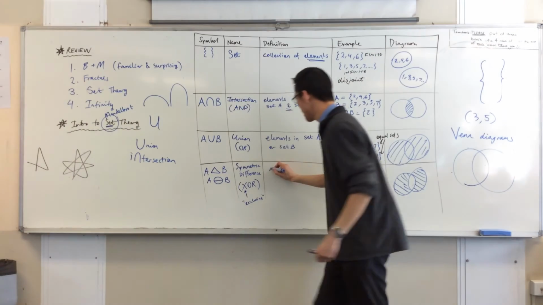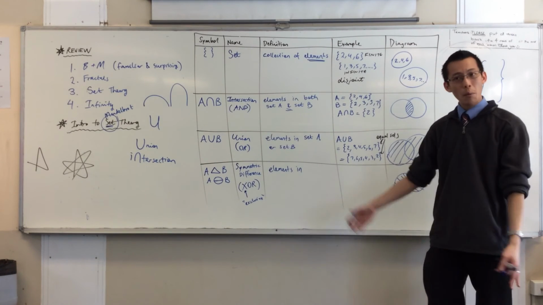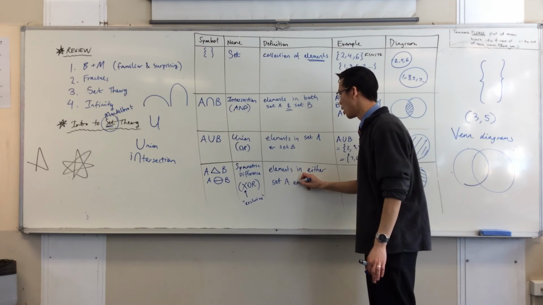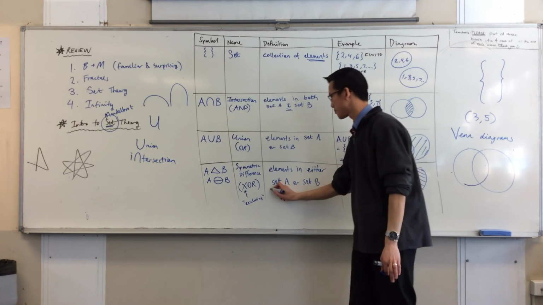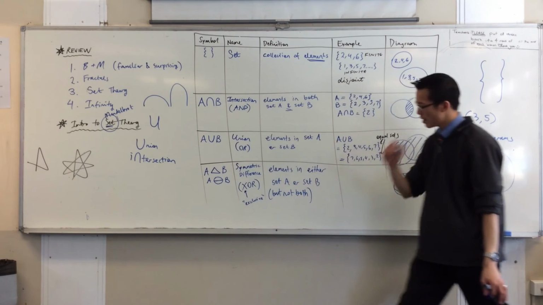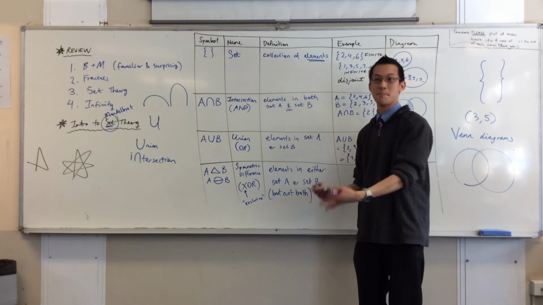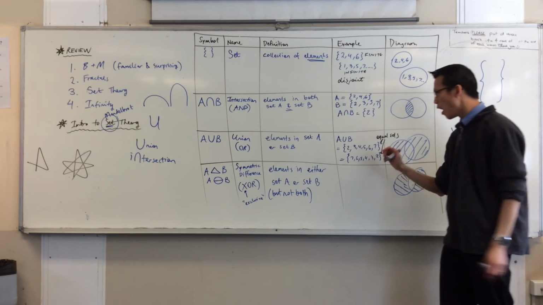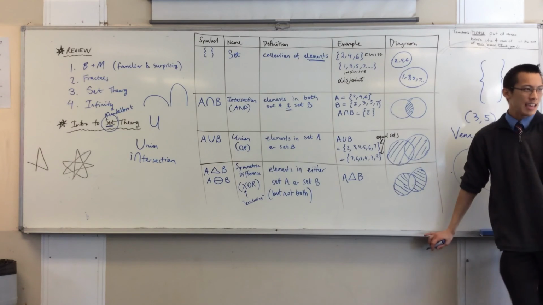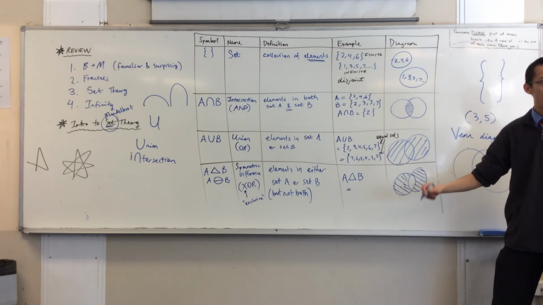So we would say elements in. You can say this two ways. One way you could say it is in either set A or set B, but not both. Or you could say elements in exclusively set A or exclusively set B. They're both saying the same thing. So what would A XOR B equal? I'm going with this as A and B. Everything except 2. Yeah, that's right.